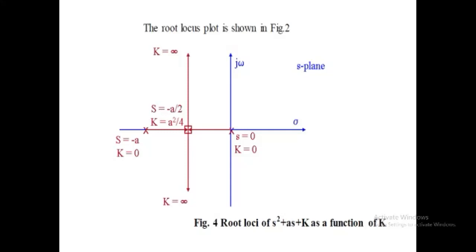The root locus plot is as shown, and it is basically a straight line. So the system is stable for all values of k greater than 0. The system is overdamped. Thank you.